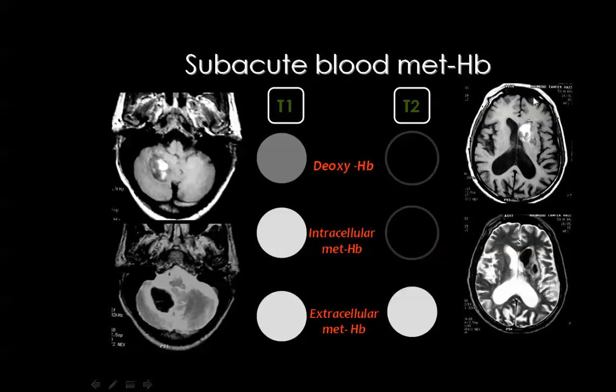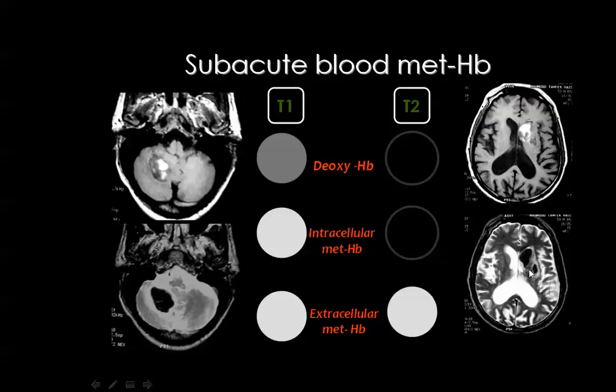Then look at this MRI, T1 and T2 weighted image. Look at this hematoma, which is bright in the T1 and dark in the T2, and this is subacute hematoma, intracellular methemoglobin. Then look at the smaller component here, which is gray in the T1 and black in the T2, and this is acute blood, which is the oxyhemoglobin, gray in the T1 and dark in the T2 weighted images.